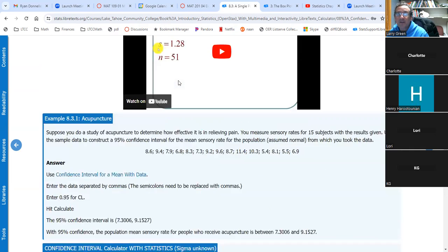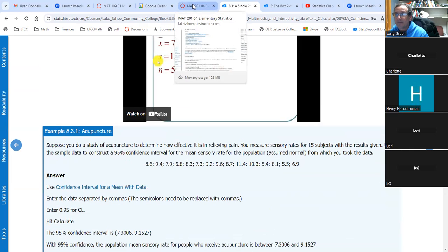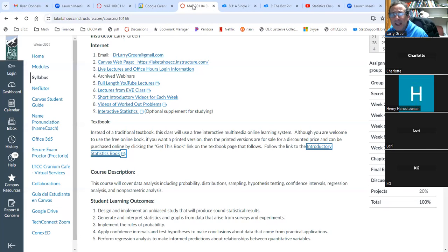Any questions on the textbook? Okay. And if you find any errors, let me know and I can fix them. I wrote them. I'm a coder, so I've been doing this forever and ever. Okay.